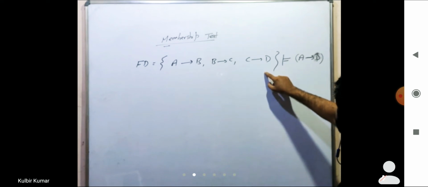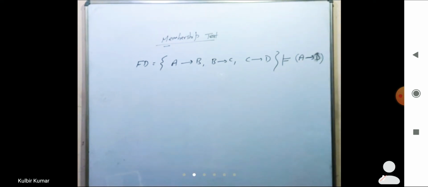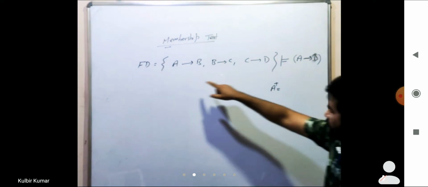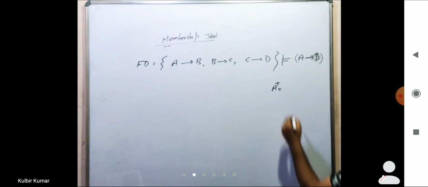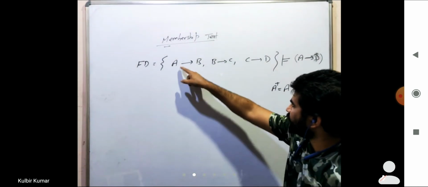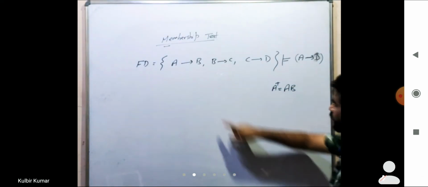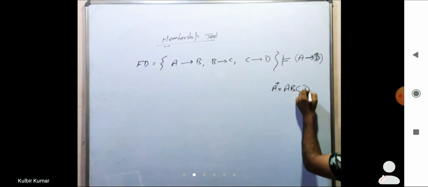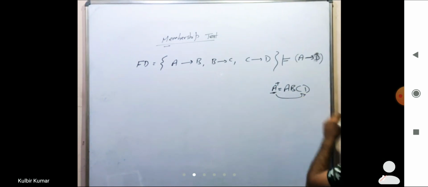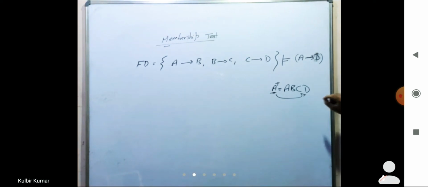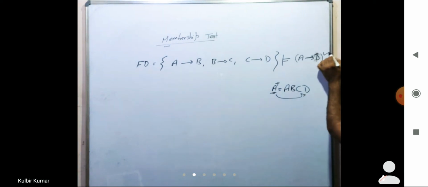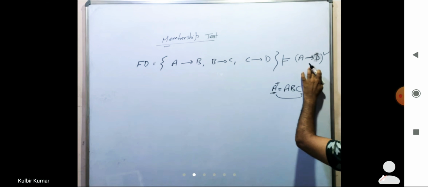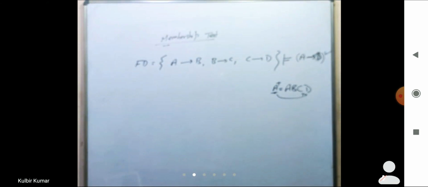So what will I do? Here I will take the closure of A and use these functional dependencies. A closure means it is A, and A can derive B, and B can derive C, and C can derive D. So with the help of A I can derive D. So finally, this functional dependency is implied by this functional dependency set.